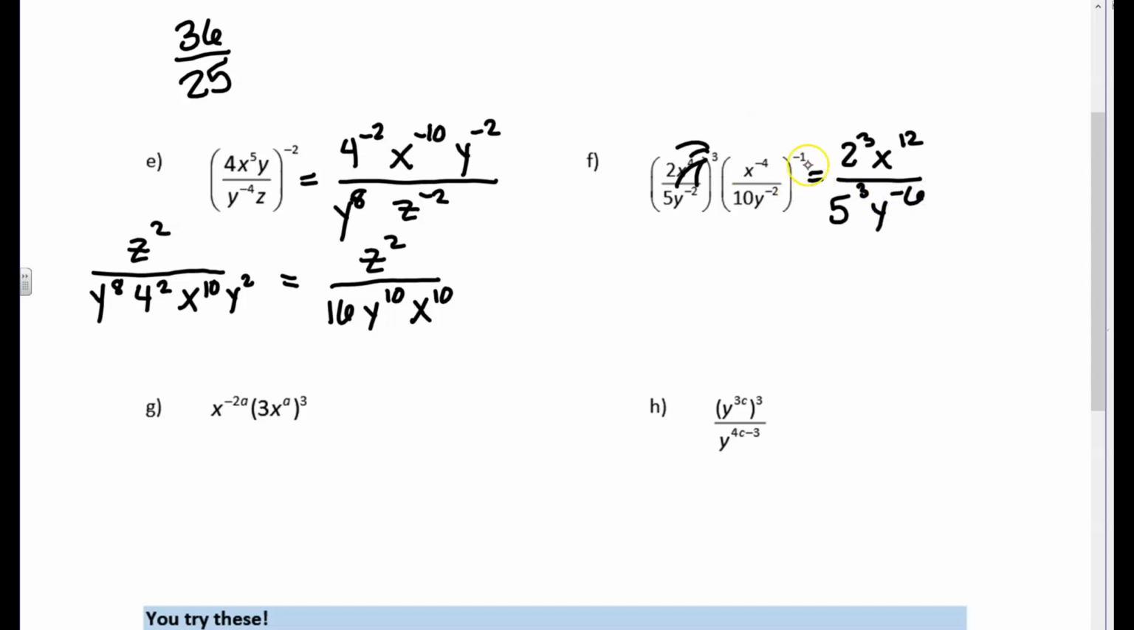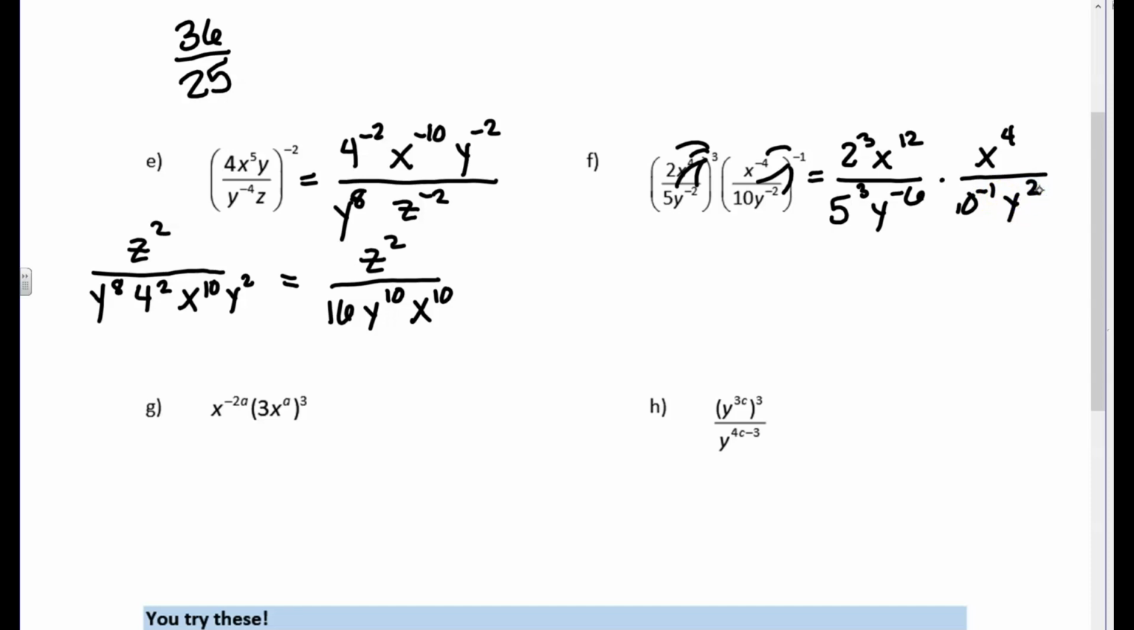And now let's look at the other fraction. We've got that negative 1. It's going to go to all 3 pieces. So times, this becomes x to the positive 4 with the negative 1 over 10 to the negative 1, and then y to the positive 2.